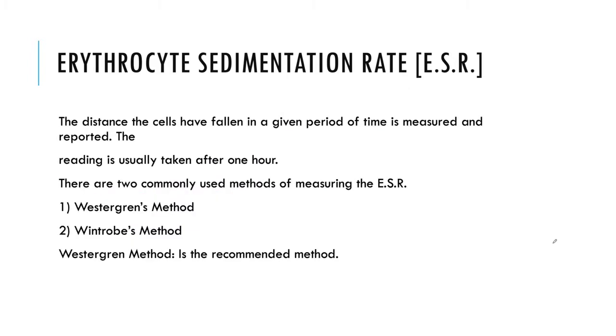Now the next part, what is happening here actually. The distance the cells have fallen in a given period of time will be measured and reported. That means how much time the RBCs will take to settle down at the bottom of the tube. So that rate you have to note down. You can measure this by two methods, Westergren method and Wintrobe method. Westergren method is commonly used, and I will show you with the help of the video also.